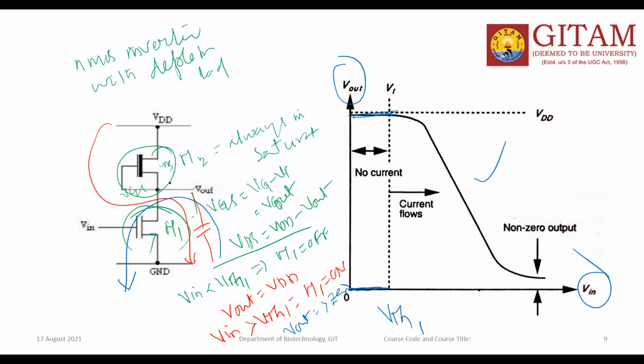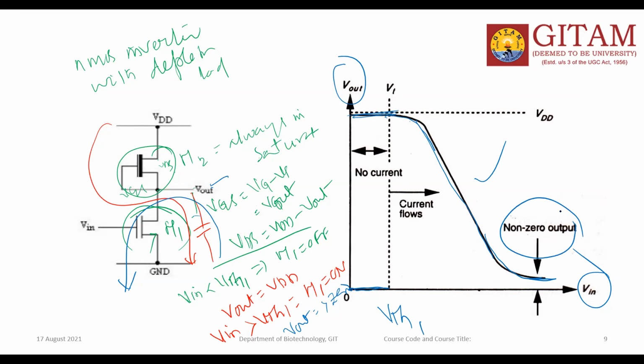The charge across the capacitor is discharging, so the voltage across the capacitor is decreasing because of discharging, and finally you will get some voltage across the output capacitor. This is a non-zero output you will get.